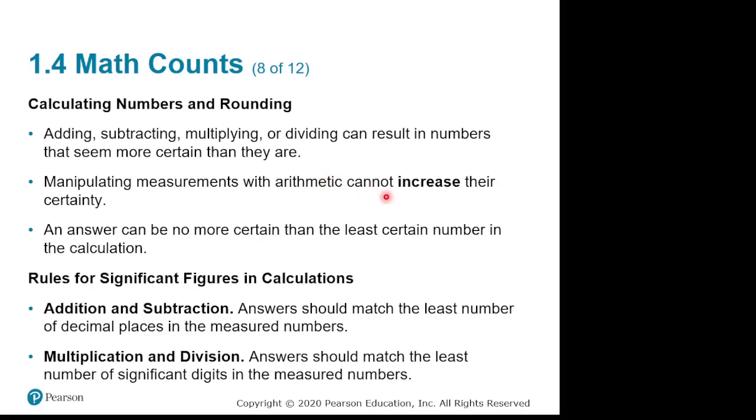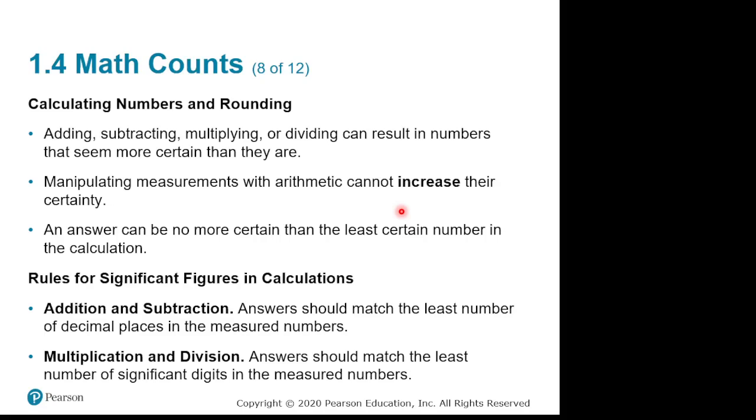Very rarely. So manipulating these measurements with arithmetic doesn't actually increase their certainty. Just because you did some arithmetic does not mean you now know that number better, right? If I estimate the distance to my house, it's about 2 miles. Just because I go back and forth twice, times 2, that doesn't make it more accurate. It actually makes it even worse, doesn't it? Because now I am probably twice as wrong. But it doesn't help the number. It doesn't make it more sig figs, right?